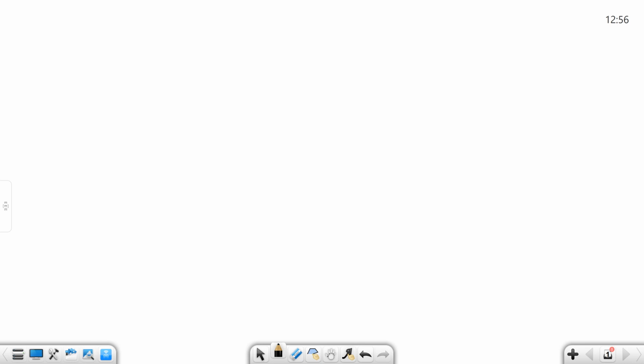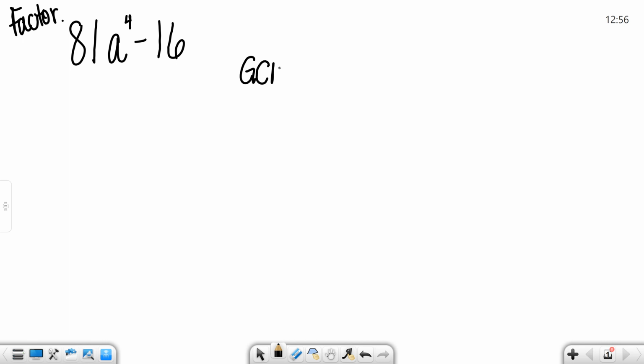Let's try another one. Okay, my directions again are factor completely. All right, so we always look for the greatest common factor. Actually, there is not a number that goes into 81 and into 16. So there's not a greatest common factor. They are difference of squares. So that's something I'll have to recognize.